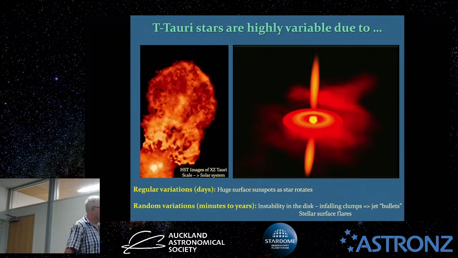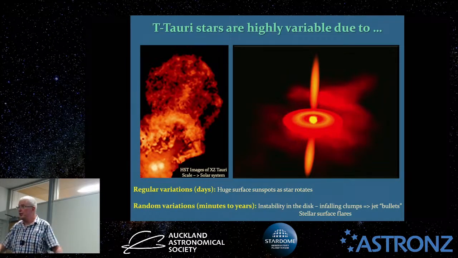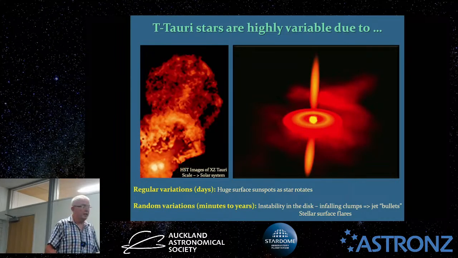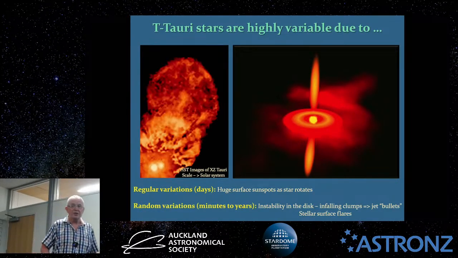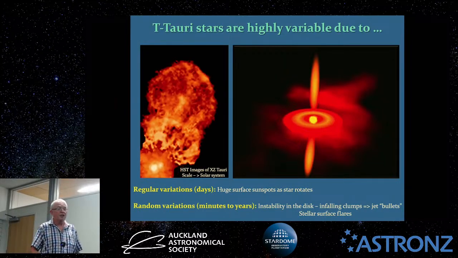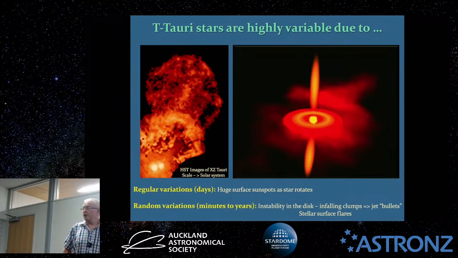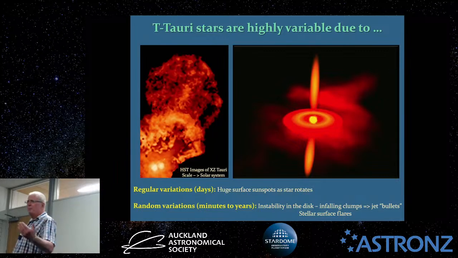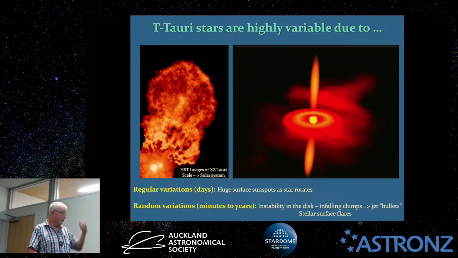They have random variations anywhere from minutes to years. Because of instability in the disk, you've still got material from the disk accreting onto the surface of the protostar, and as I mentioned before, it's not perfect. You get infalling clumps, and you get these bullets coming out of the jets that light up and ionize the area around them as well, and that also causes variation. And you get a lot of surface solar flares going on. They're pretty volatile surfaces, very, very volatile, and that's one of the reasons. The variability is one of the criteria.